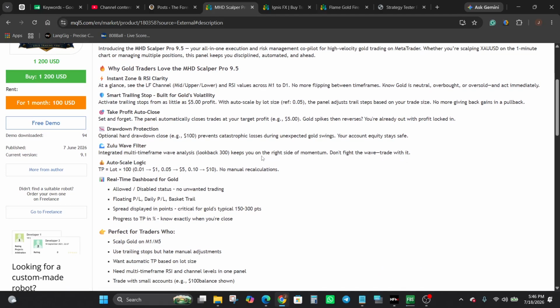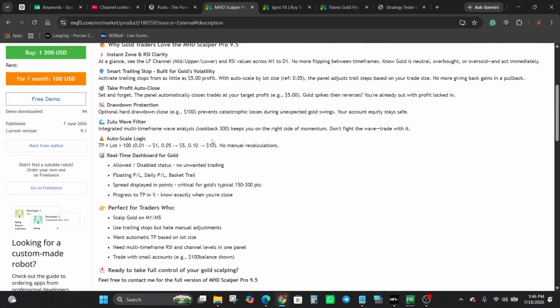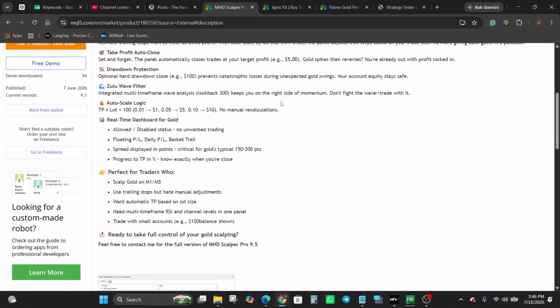All right. Take profit itself scales directly with lot size. For example, a 0.01 lot targets $1, a 0.05 lot targets $5, okay, and 0.1 lot targets $10. So the dashboard also shows trading status, floating and daily profit and loss, spread in points, and progress toward the take profit target as a percentage.